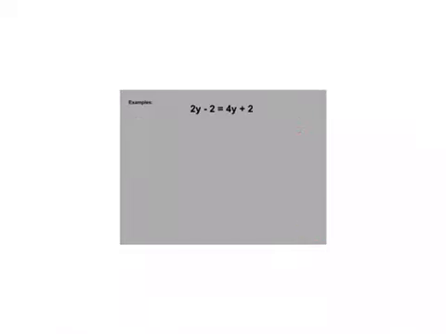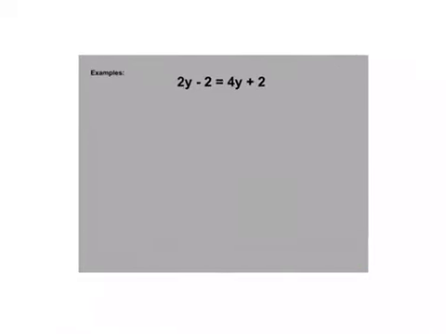So let's just try a couple more of these. I want you taking notes again. 2y minus 2 is equal to 4y plus 2. For this problem, it makes the most sense for me to start with subtracting 2y from both sides. But as we know, I could have added 2 to both sides. I could have subtracted 4y from both sides, or I could have subtracted 2 from both sides. It doesn't really matter. It's all going to work out for us in the check, as you'll see.